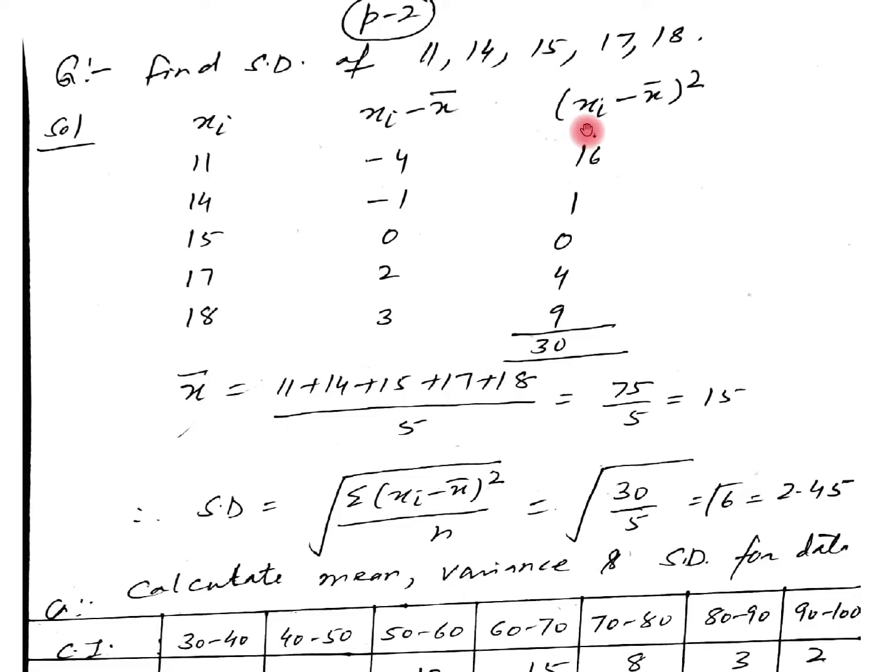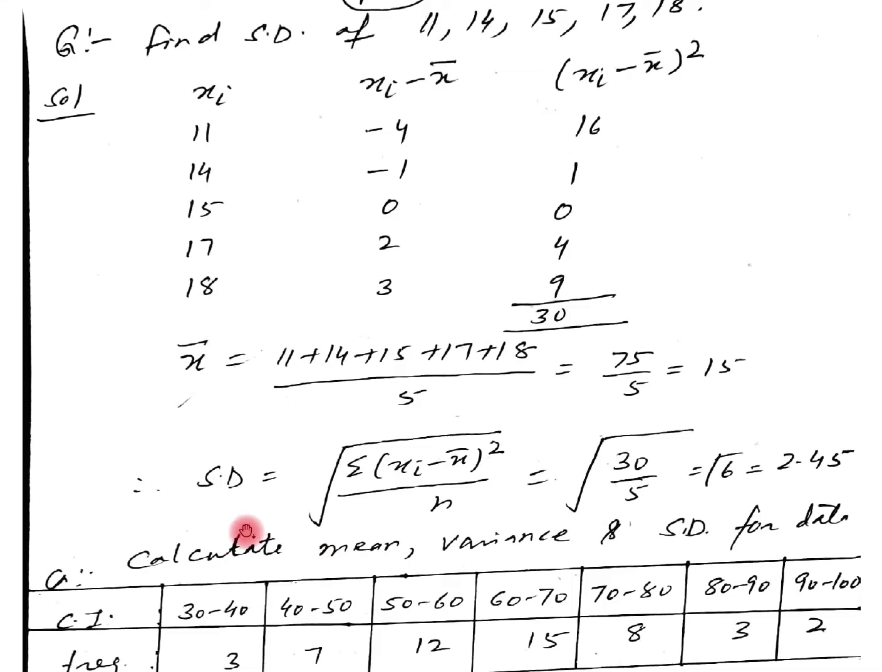Then the next column is xi minus x bar whole square, squaring all these: 16, 1, 0, 4 and 9. And the sum of this will be 30. Therefore, the standard deviation is equal to the square root of sigma xi minus x bar whole square upon n. The sum sigma xi minus x bar whole square is equal to 30. N is given to be 5. So it will be under root 30 by 5, under root 6, and taking the square root of 6 it is equal to 2.45.